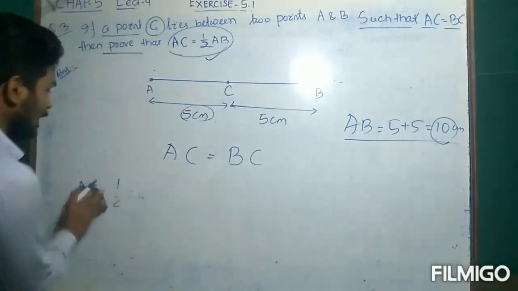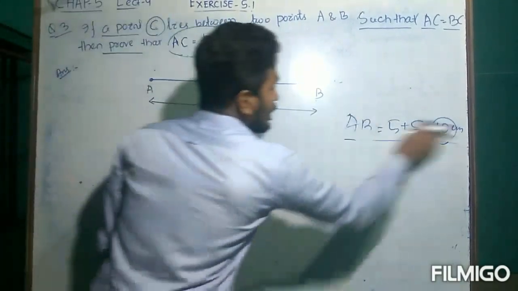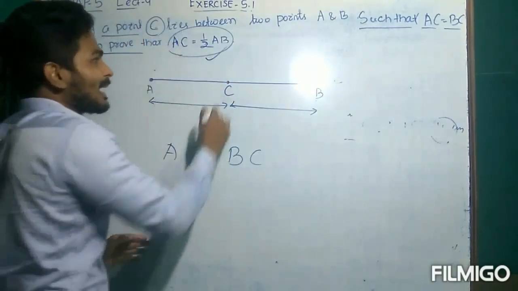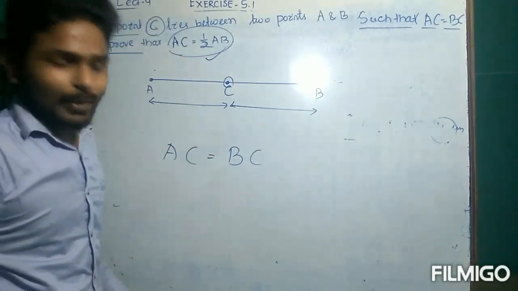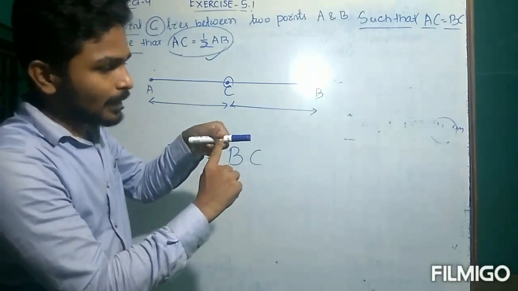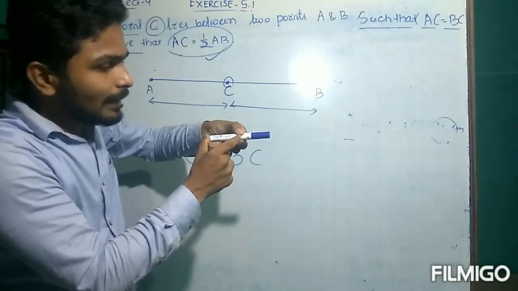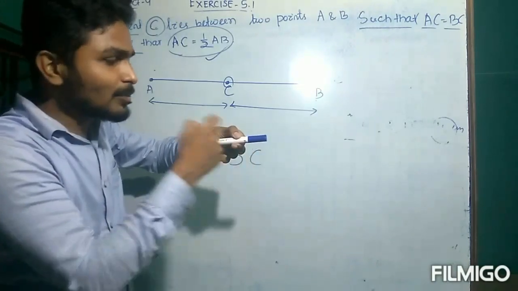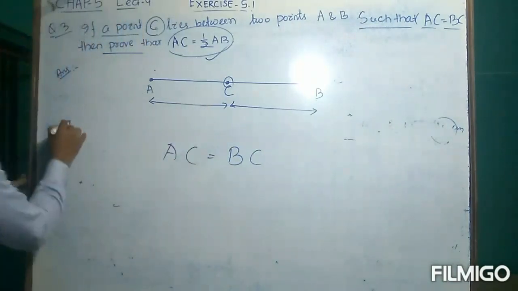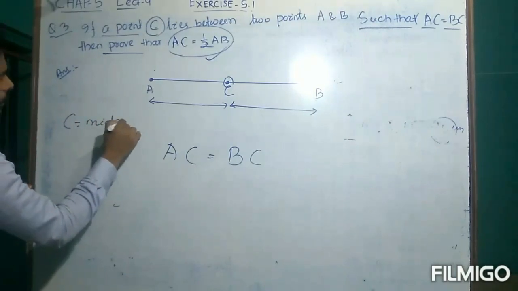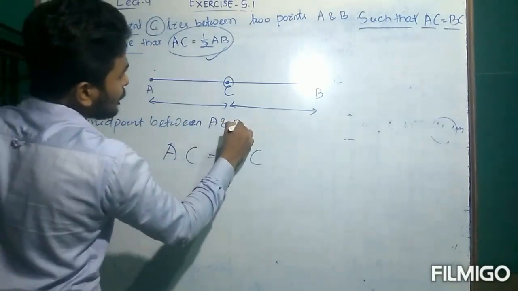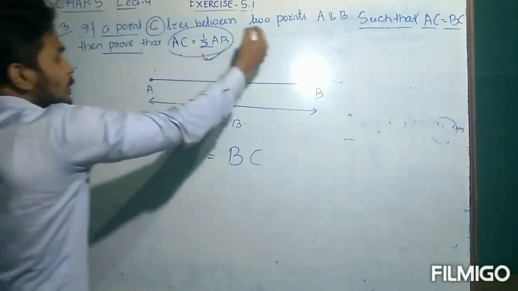How? Let's see. See one thing here. Since it is given that AC is equal to BC, it means what? It means C is the midpoint. Suppose there is a point C on a straight line, and I tell you that this distance is equal to this distance. It means this point is the midpoint. Similarly, C is the midpoint between A and B. Now you have to prove AC is equal to half AB.